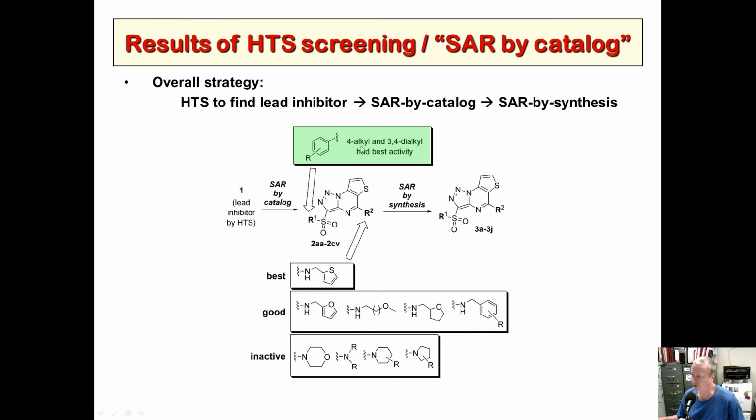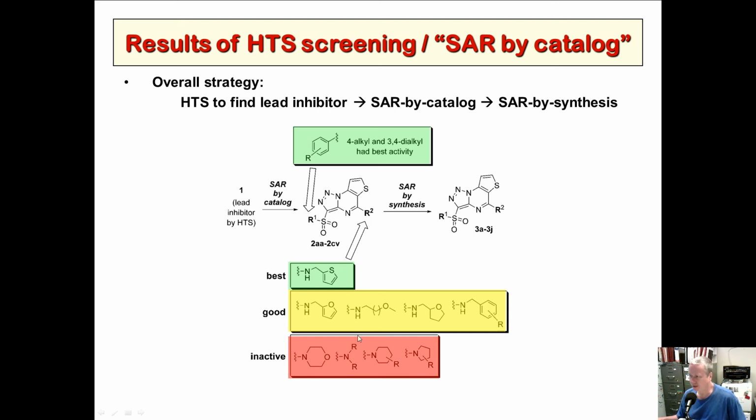For example, 4-alkyl and 3,4-dialkyl on this R1 position were considered good compounds. In terms of the R2 position, thiophene linked to a CH2 was considered pretty good, best actually. And then we had other ones like furan or the linked ether, linked tetrahydrofuran or benzene that are all kind of in the middle level of activity. Morpholine or other di-substituted amines were sort of bad. Piperidine, pyrrolidine, all of those were bad.